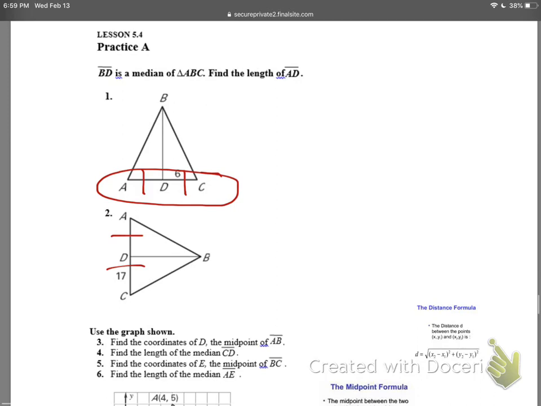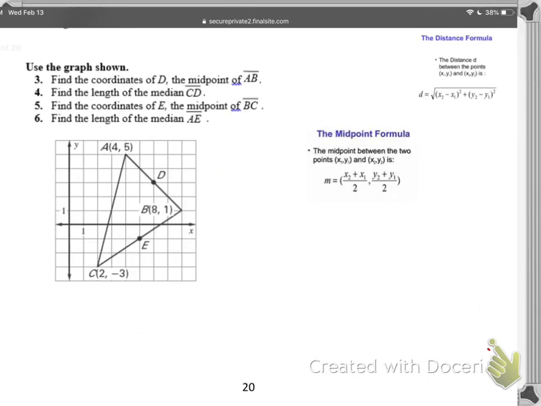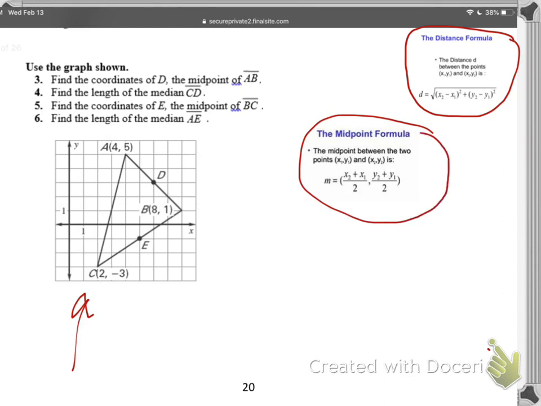We'll do that next. Okay, for problems 3, 4, 5, and 6, you have a grid to look at right here, and you have two formulas, a distance formula and the midpoint formula. Okay, so it says find the coordinates of D, which is the midpoint of AB. So when I look for a midpoint formula, here it is. Here are the coordinates to B. Here are the coordinates for A. Okay, we have done midpoint formulas before. It just has been a little while.